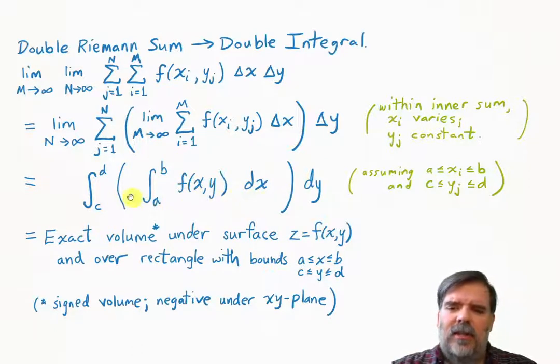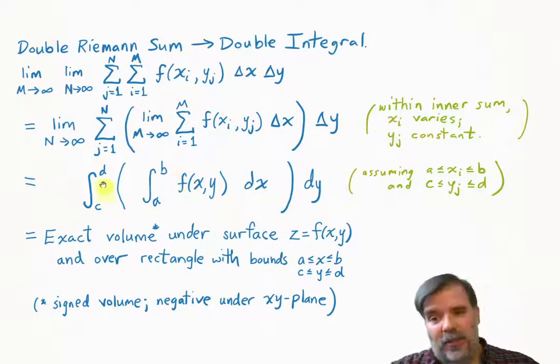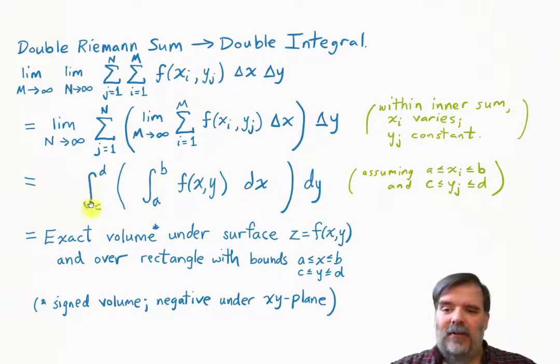So what's within these parentheses will turn out to be a function of y, which we can then integrate again. And so we'll have some boundaries, a function of y, and then do an integral with respect to y. Again, these letters a, b, c, and d assume that they're the bounds. The bounds of the x values are between a and b. The bounds of the y values are between c and d. Right, so the double Riemann sum just leads us to a double integral.